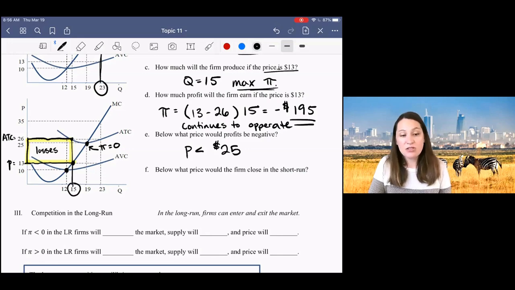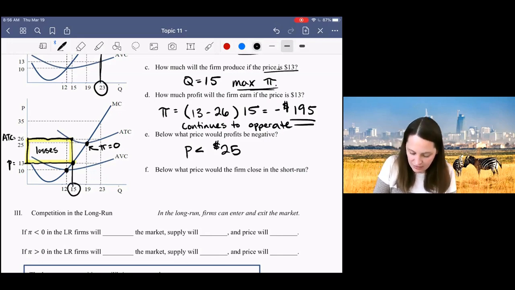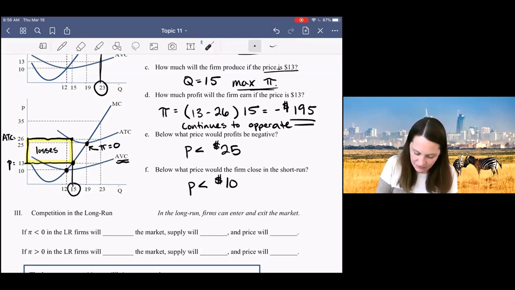And that's actually our next question, which is below what price would the firm shut down in the short run? So for short run shutdown, we want to pay attention here to average variable cost. For any price less than our minimum average variable cost, that's $10, then the firm is going to produce a quantity of 0 in the short run.